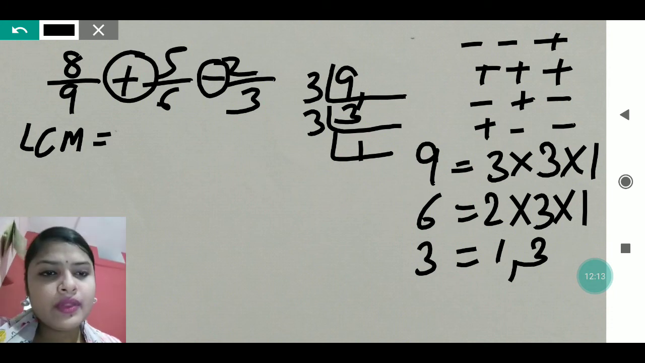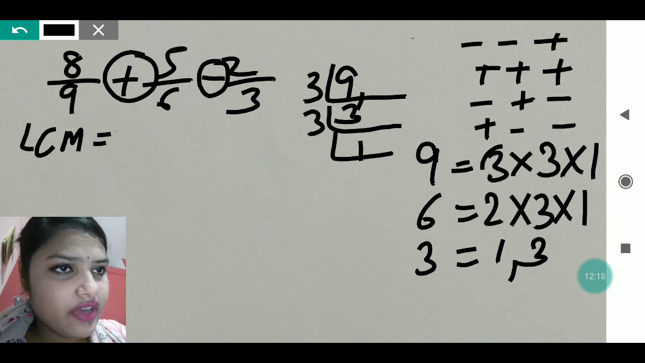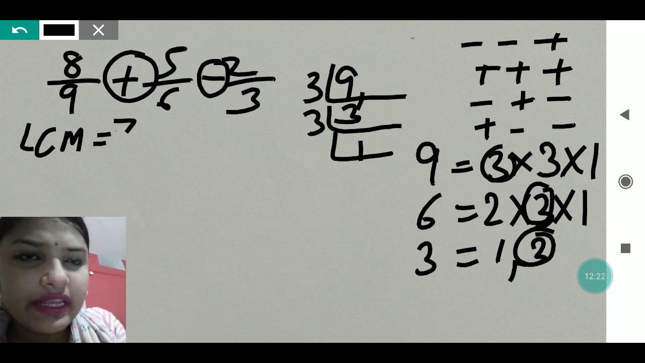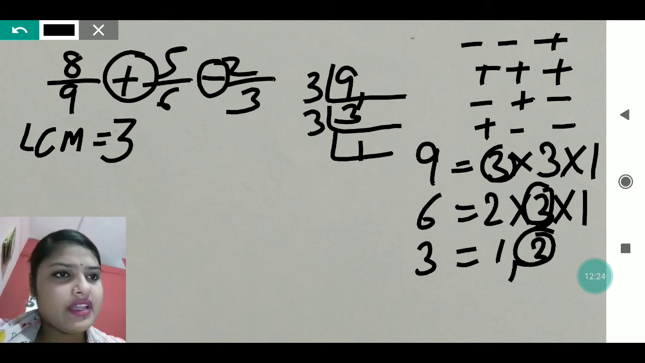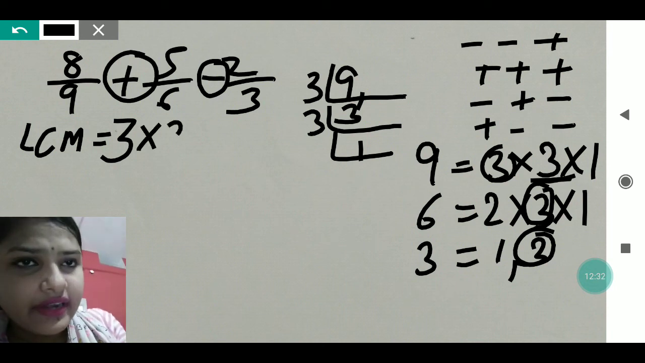Find the LCM we have to do. So how will we find the LCM? Just see. 3, 3, 3 is common, so 1, 3 we will take. Now is there any more 3? No. Here is 3, but is there any 3 in the other numbers? No. So that 3 we will write.